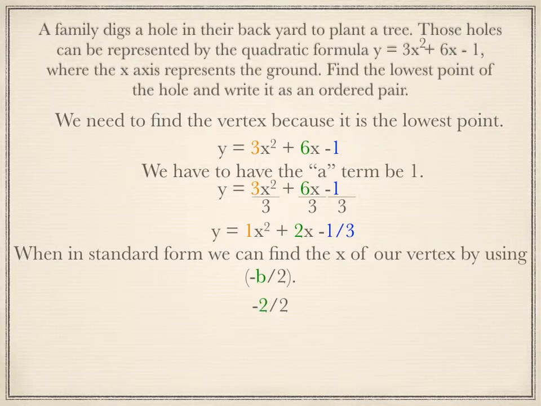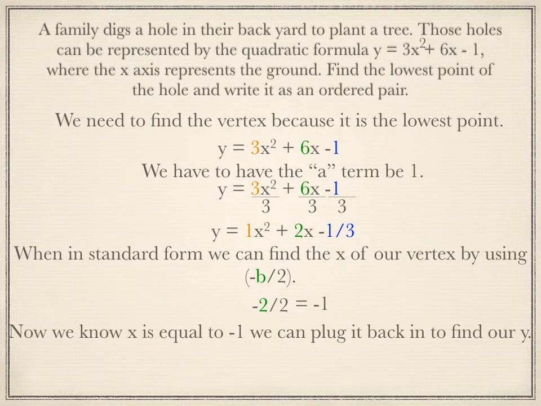So we take our b, which is positive 2, so negative 2 divided by 2 is equal to negative 1. So that's going to be the x of our vertex. We're going to go ahead and plug our x in to find our y value. So note that I just go back to the original equation, and we get y equals 3 times negative 1 squared plus 6 times negative 1 minus 1.